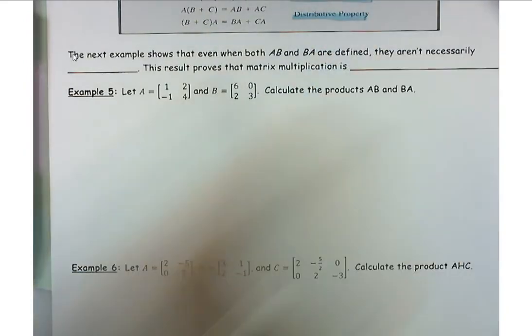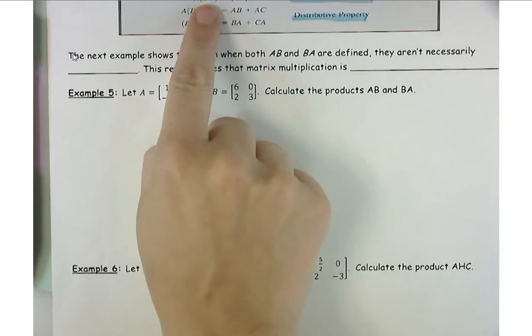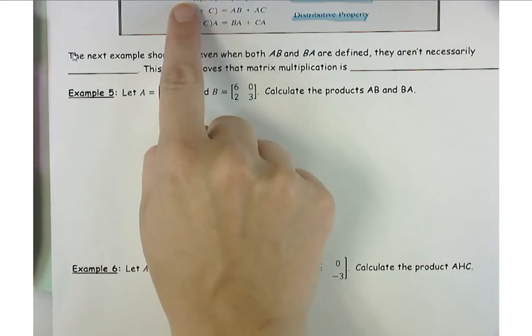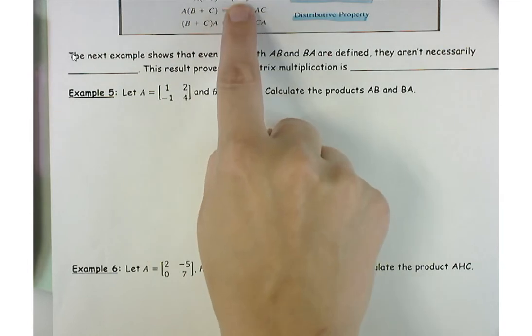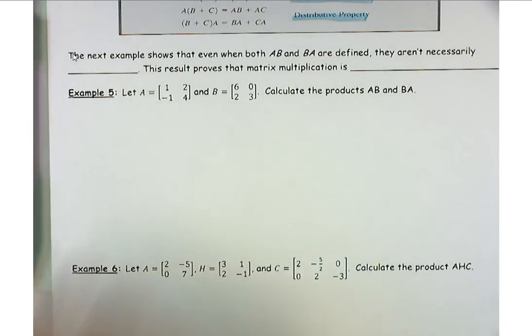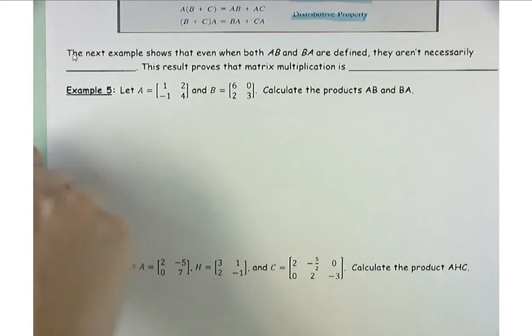Okay, so with associative, it doesn't matter if you multiply 2 and 3 and then multiply the first one by that product, or if you multiply the first two together, then multiply by the third one. And then you can also distribute.